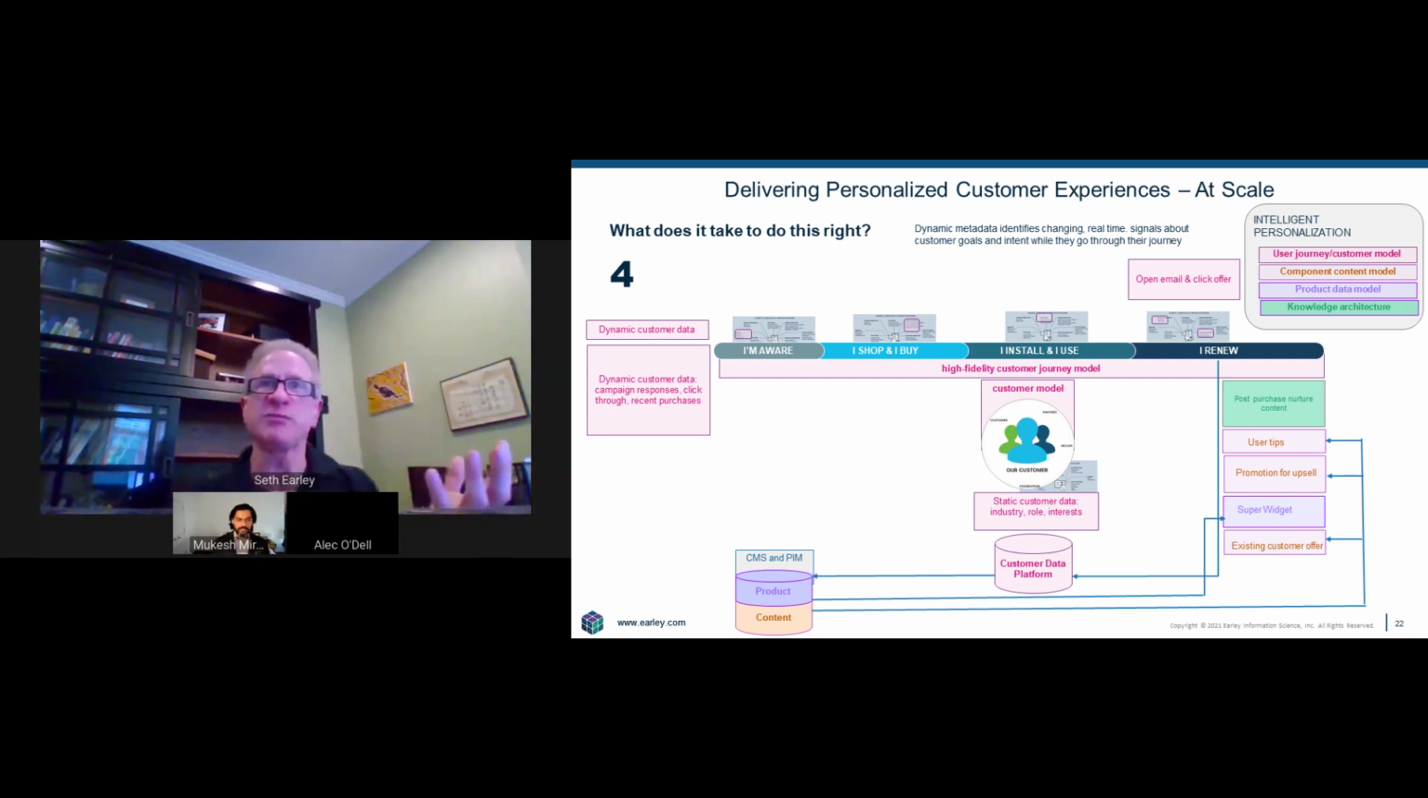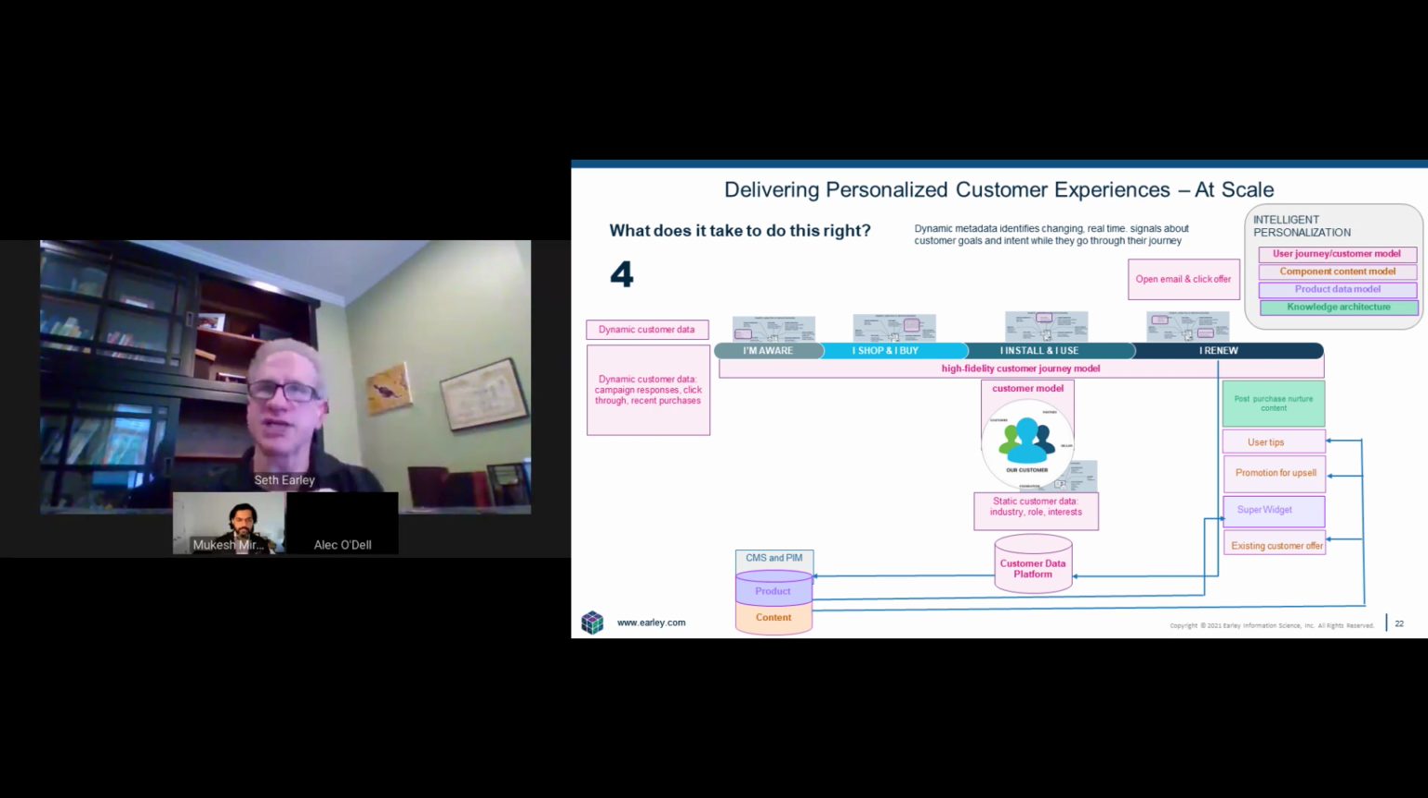Maybe you want to give people a guide on how to get the best from their product, or maybe you want to sell them an upgrade and sell them the super widget, right? There's a promotion, there's upsell, there's a current customer, existing customer, user tips, all of those types of things.